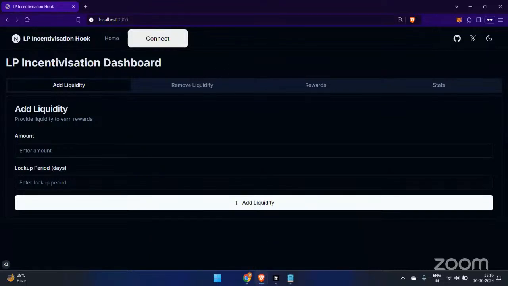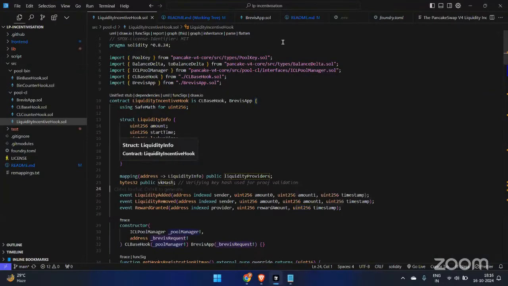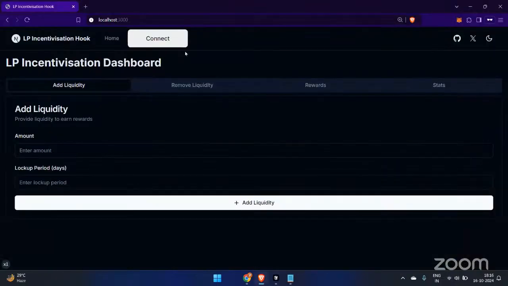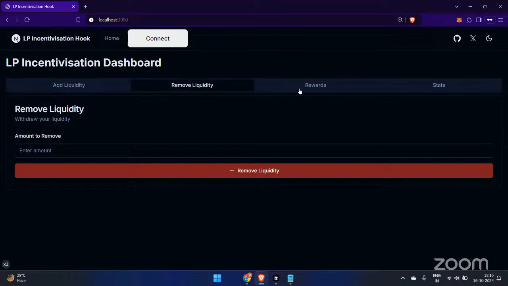Also, we have this front end deployed in the code. With this front end, you can deploy the contracts locally, and you can utilize it for testing of the platform or the V4 hook. Since there was no platform utilizing a V4 hook, I decided to make this platform, where you can add liquidity, remove liquidity, and check your rewards.